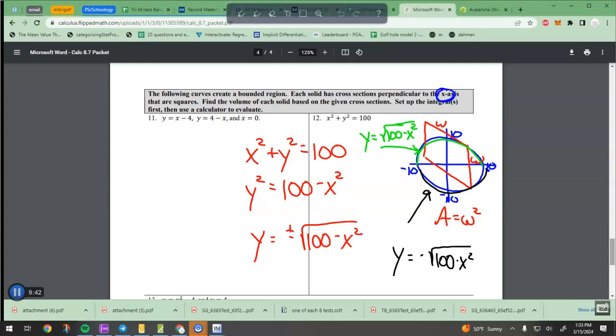Pi squared. Or go ahead, never mind. I think you should get the same answer. That would only be if it was a semicircle. Oh, right.